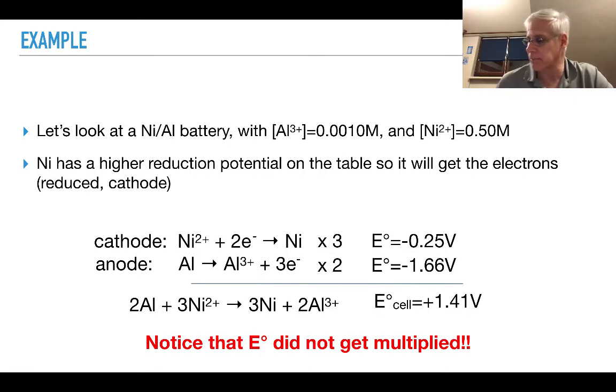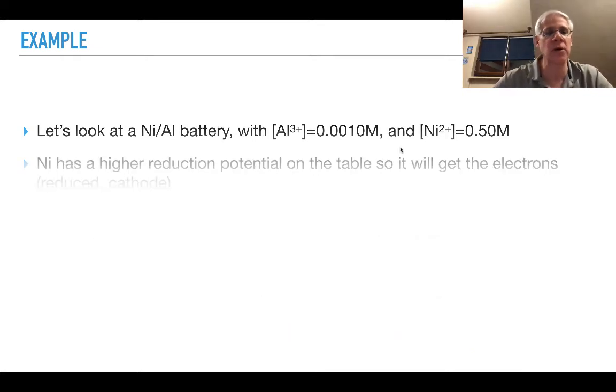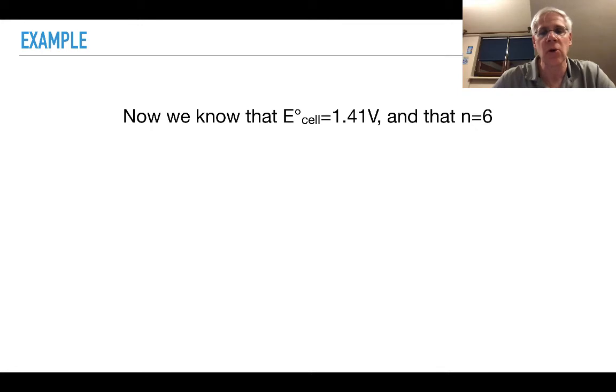We have minus 0.25 minus a negative 1.66, and that gives us a positive 1.41. Okay, now how do we use that equation with the Nernst equation? We know that E0 cell is 1.41 volts because we just calculated that. We know that n is equal to 6 because that was how many electrons I had to use for my lowest common multiple to get them to cancel out.